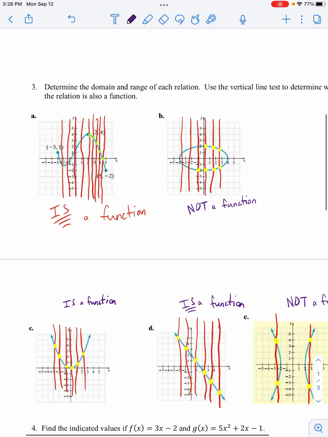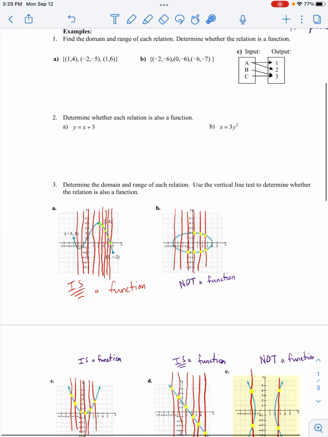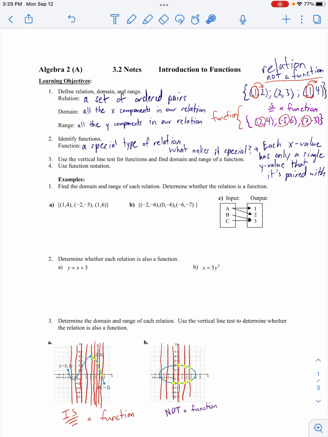Okay? So the ones that are not functions pass through some of my vertical lines in two different spots. The graph passes through some of my vertical lines twice, right? The ones that are functions, for any vertical line I can draw through the graph, each line gets passed through only once. Okay, intersects only once, okay? All right.